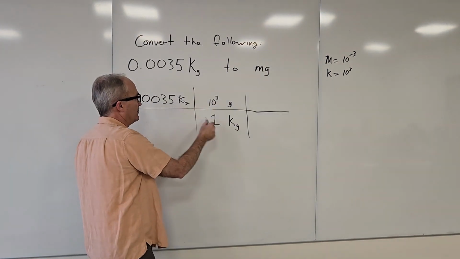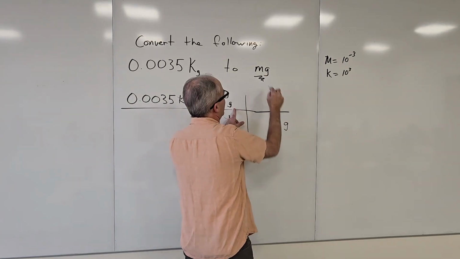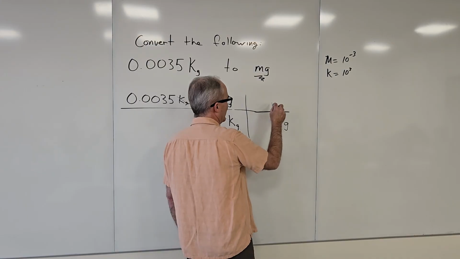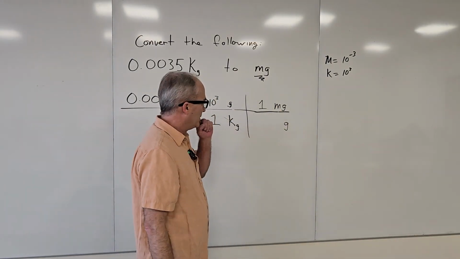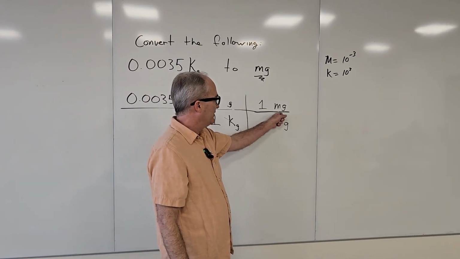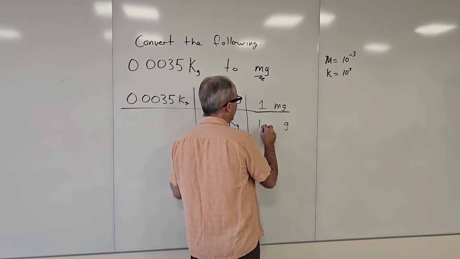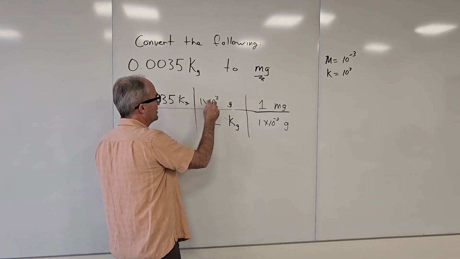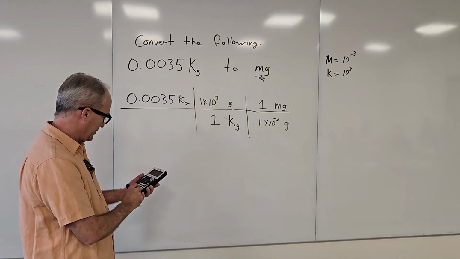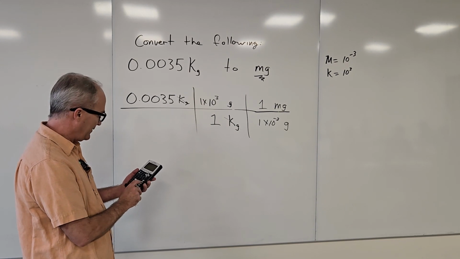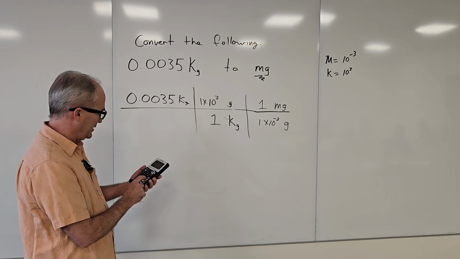So now kilograms are going to cancel. I want to get rid of grams, and the question asks for milligrams. Then keeping with this convention, I put a 1 in front of the base unit that has the metric prefix, and then the base unit, I move that prefix down. And I could put the 1 times 10 to the third there. So I'm going to just go ahead and do this on my calculator, 0.0035 times 10 to the third, divide.